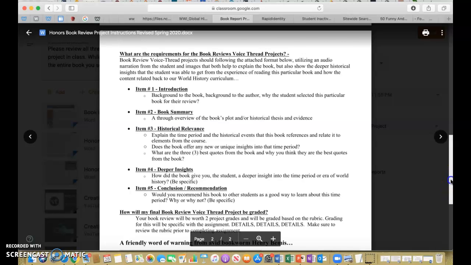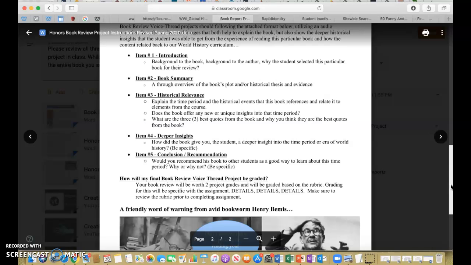So the requirements are this. As you can see, you have 5 sections that you're going to discuss. The first is the introduction. This is when you give me all of the background information. What caused the author to write the book? What's the author's background? Why did you want to select this book? You're just talking about those things that interest you as far as the background. On this introduction, you would want to put images that illustrate those particular topics that you are discussing.